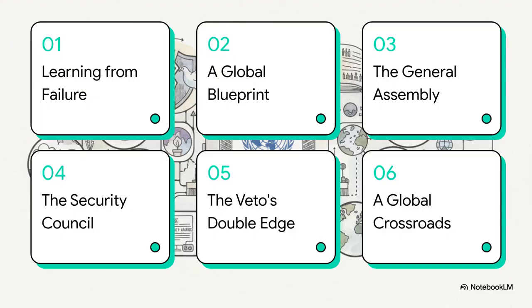Here's our game plan for this explainer. First, we'll look at the UN's origin story, which is pretty dramatic. Then, we'll break down its structure into its two main power centers. After that, we're going to zero in on the one thing that gives the UN its real power and also happens to be its biggest problem. Finally, we'll see where it all stands in our world today.